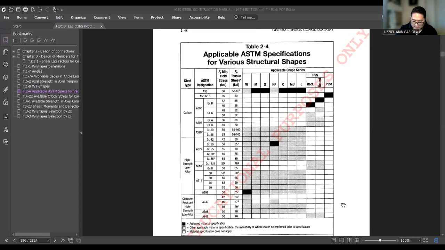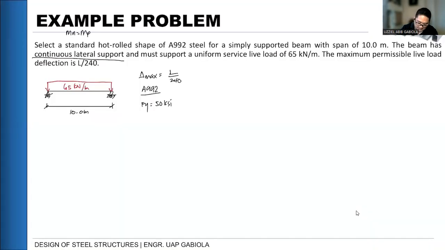So, ibig sabihin ng equivalent na 50 KSI in MPa ay 345 megapascal. Okay? Ayan. So now, pwede na tayo mag-start ng analysis natin. With the first one, identify natin yung MU natin. Okay?